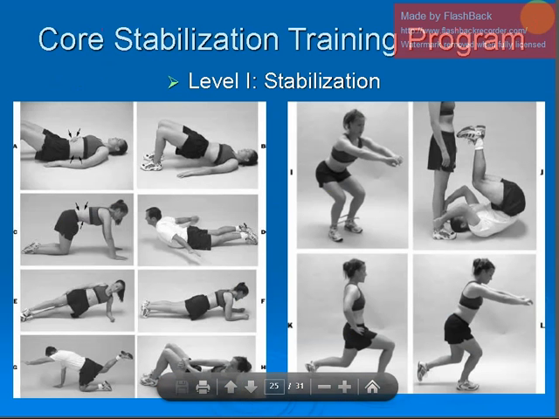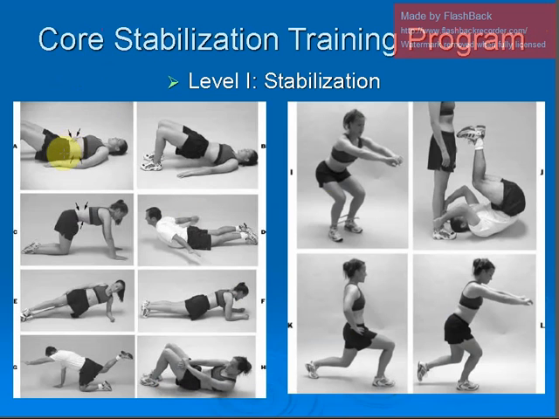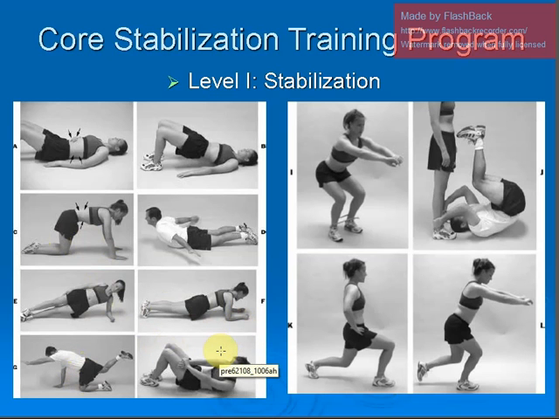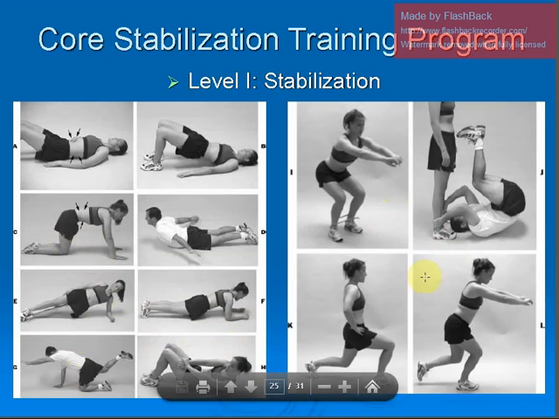These are some of the exercises in level 1, which is for stabilization, the core stabilization training program. The belly button drawing in, the bridging, the knees and hands exercises, the planks, side planks, hands on elbow, the Superman exercises, the oblique sit-ups, and then the other exercises as you can see here.